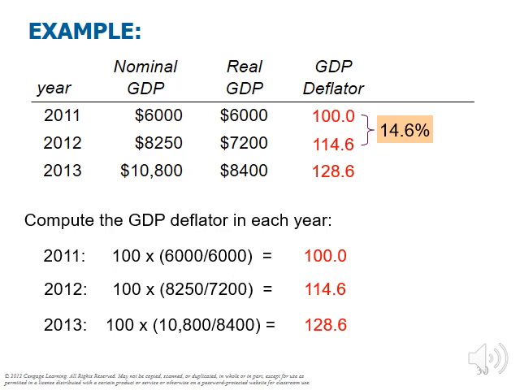We can also calculate the rate of change of the price level, or inflation, between 2012 and 2013. In 2012, the price index was 114.6, and it increased to 128.6. This is a 12.2% increase in the price level. Inflation from 2012 to 2013 is 12.2%.